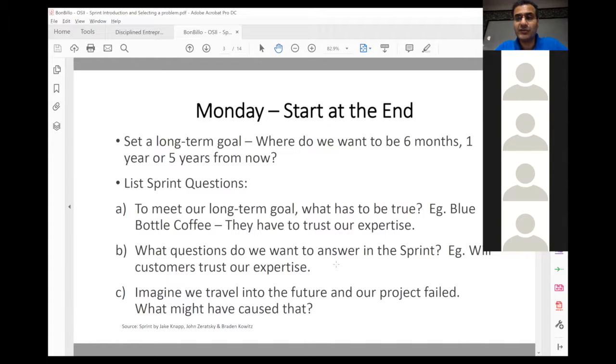The third very important thing is if you think about traveling into the future and think about the project having failed, this is actually a pretty useful exercise, and then coming up with what are the various things that may have caused that failure, right? And if you can think through that, then you can potentially avoid some of those pitfalls that you might have. Any questions here, or can I keep going?